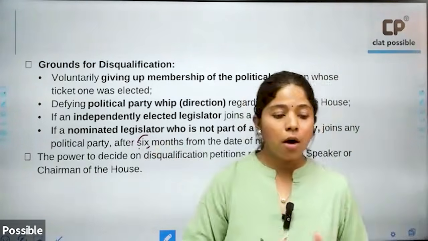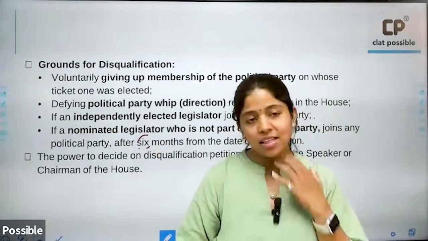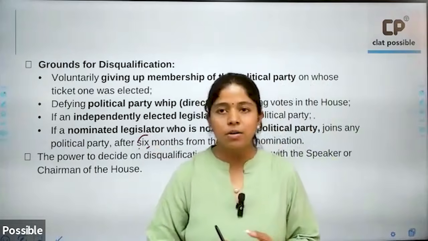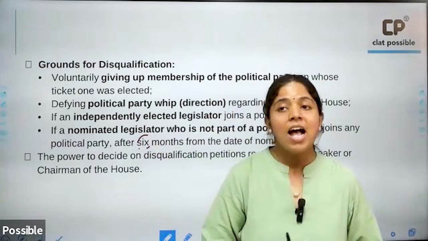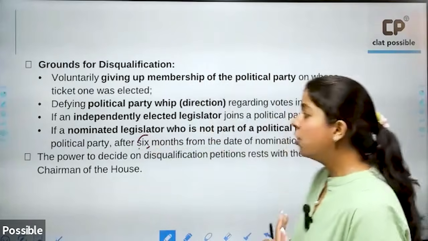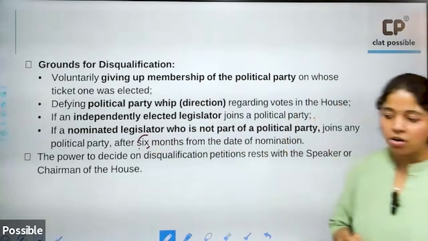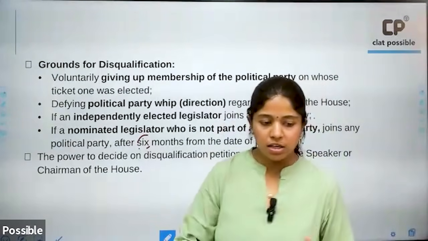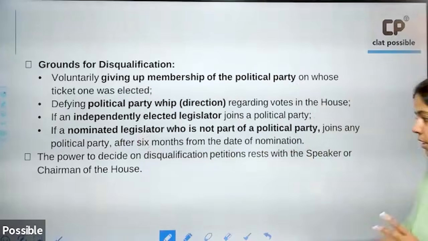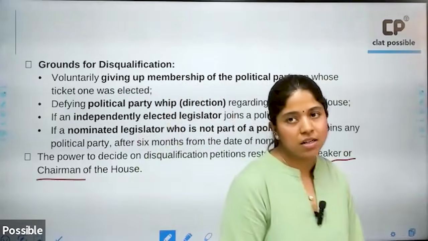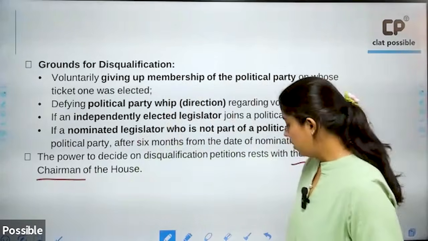The president at the center and the governors in the states have the right to nominate. Governors can nominate 1/6 members of the legislative councils, and the president can nominate 12 members to the Rajya Sabha. So if after getting nominated under certain special categories, you join any political party, then that can also amount to disqualification. However, the power to decide the grounds rests with the Speaker in the case of the Lok Sabha and the Chairman in the case of the Rajya Sabha.